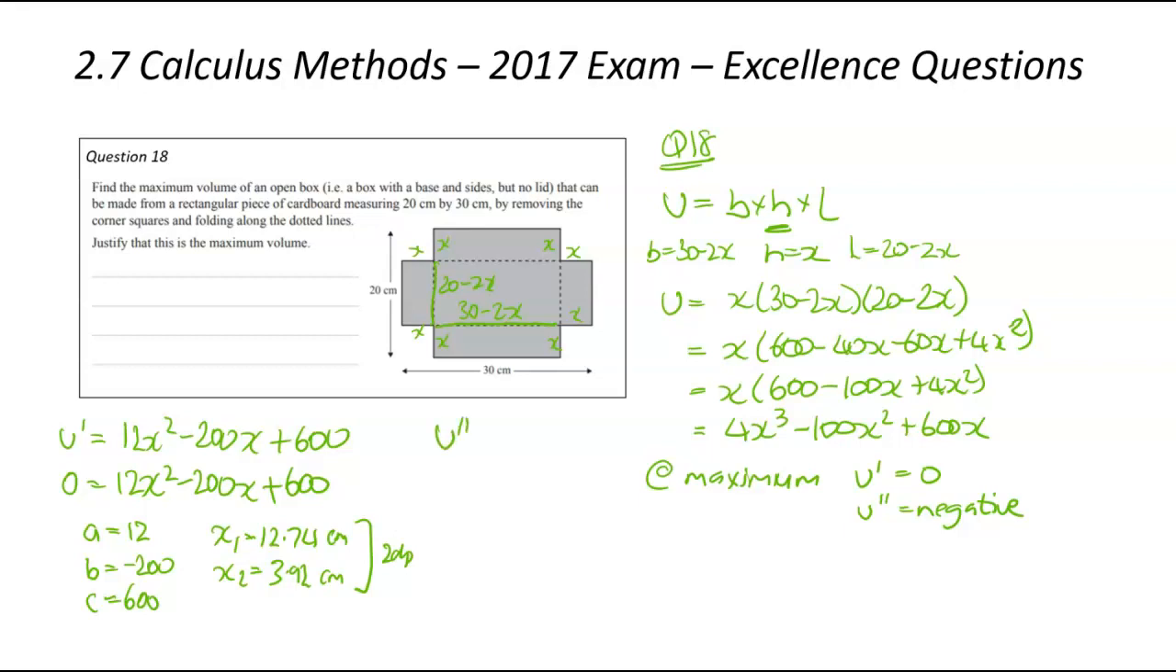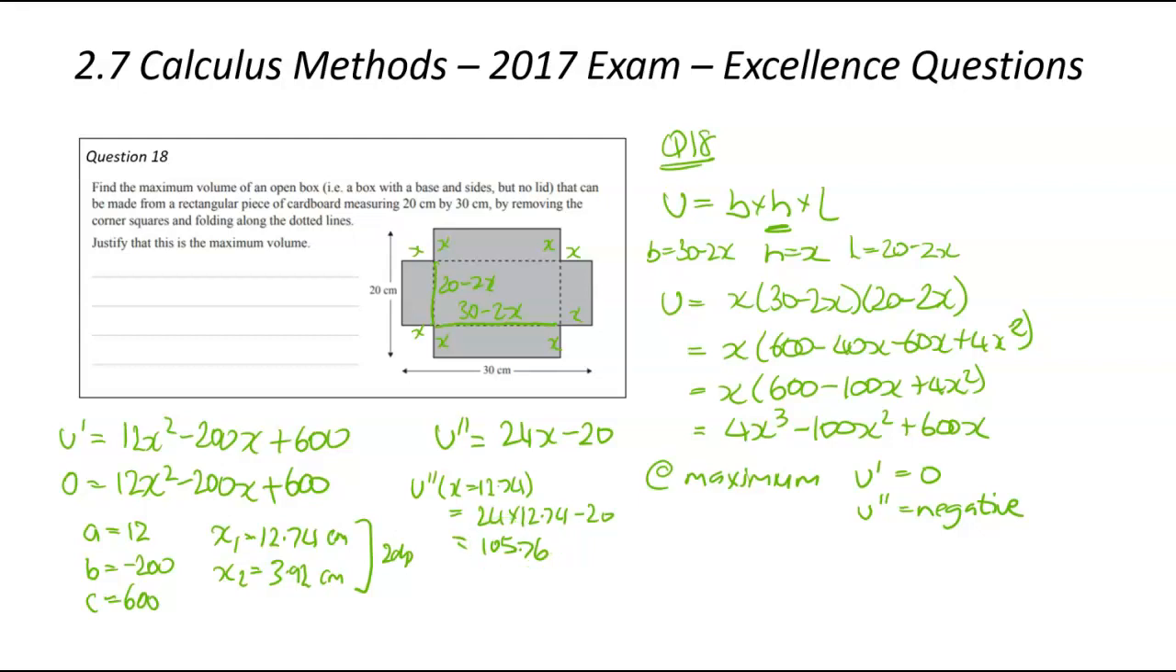So we know v dash dash, going to differentiate this. That's going to be 24x minus 200. We're now going to substitute them both in. So v dash dash when x is equal to 12.74. That there is equal to 24 times 12.74 minus 200. That gets us to positive 104.76.